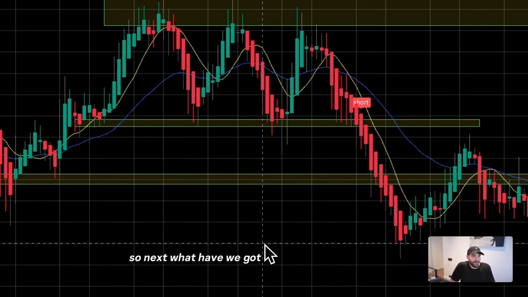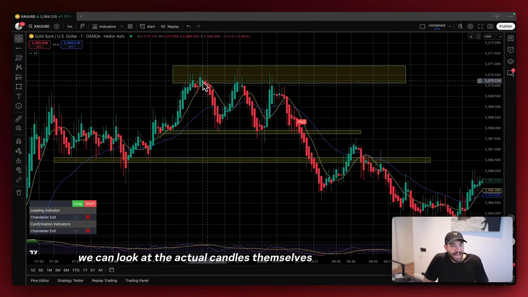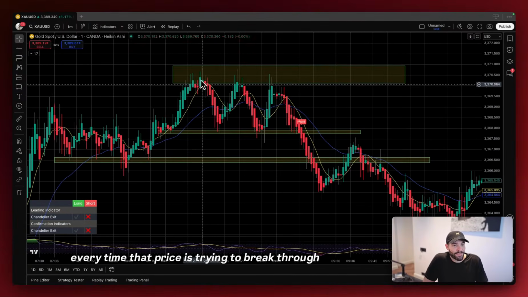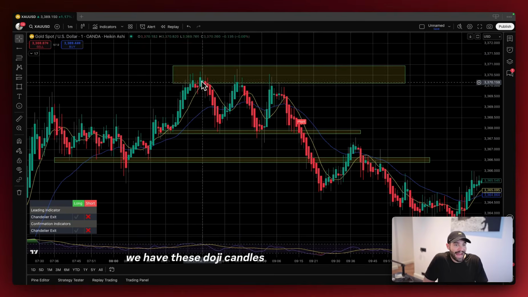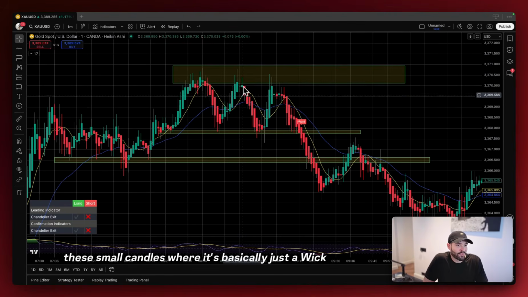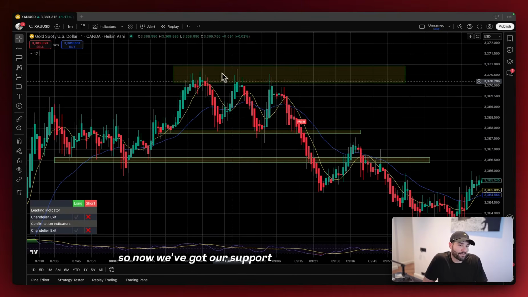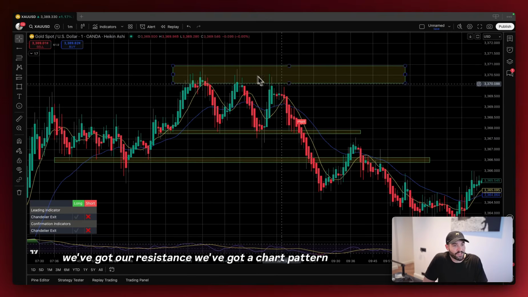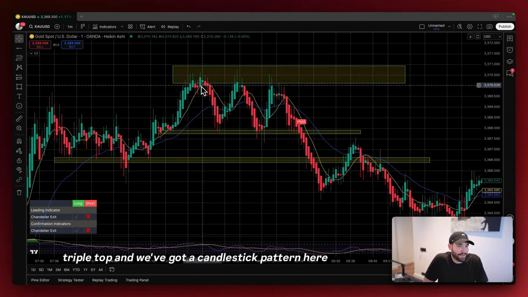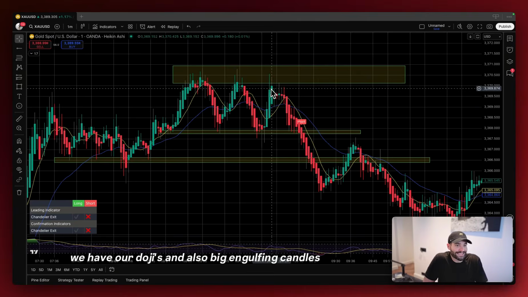So next, what have we got? We can look at the actual candles themselves. Every time that price is trying to break through, we have these doji candles, these small candles where it's basically just a wick and a line going through. This shows a lot of indecision in the market. It shows that the market is trying to change direction and is just waiting for the right time. So now we've got our support, our resistance, a chart pattern, a triple top, and a candlestick pattern. We have our dojis and also big engulfing candles.